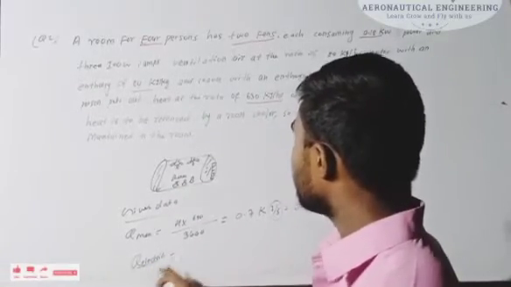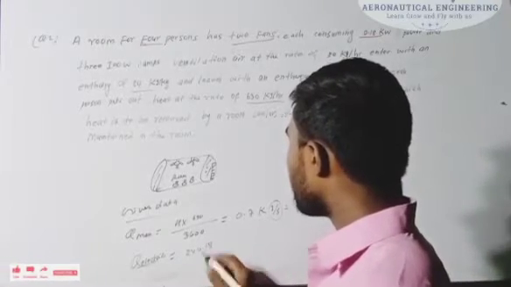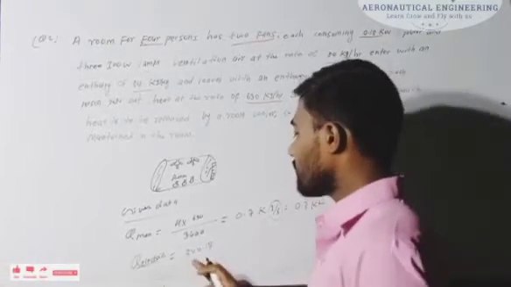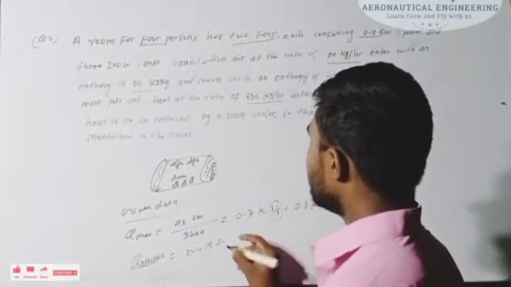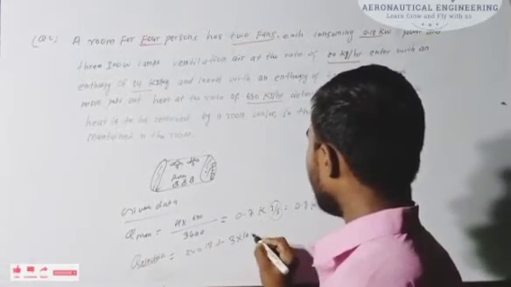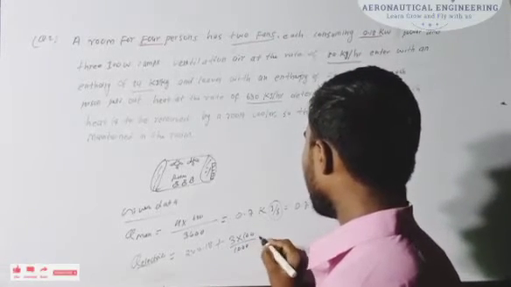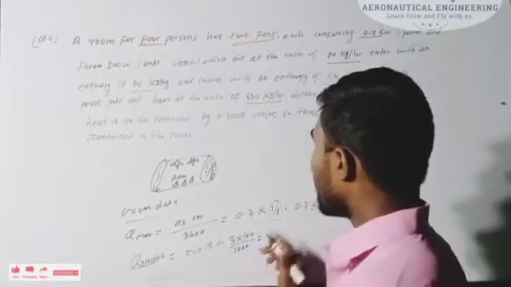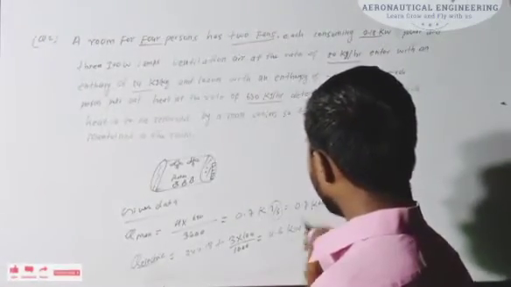So total heat for electric: 2 into 0.18 for each fan, so 2 fans, 2 into 0.18, plus 3 bulbs, each is 100 watts, so 3 into 100. To convert to kilowatt, dividing here by 1000. After calculating this, we get Q electric equal to 0.6 kilowatt.